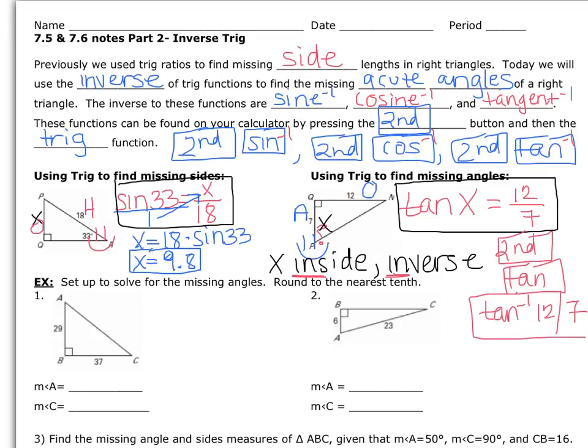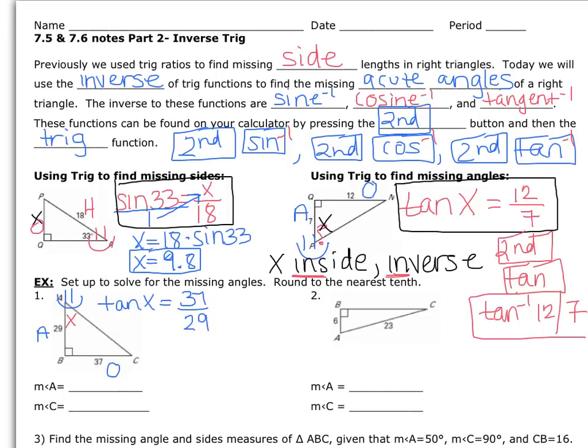Okay, so let's set these up again. We're going to solve for the missing angles. Just pick one of them, A or C. It doesn't really matter which one. Let's just do A first. We use this angle because that's what we want. What was given is the opposite and the adjacent. So tangent of the angle is equal to the opposite over the adjacent.